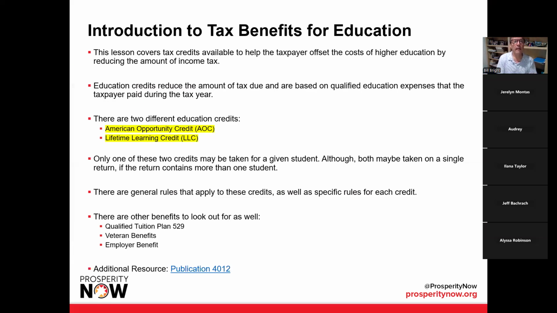So education credits reduce the amount of tax due and are based on qualified education expenses that the taxpayer paid during the year. There are two that we see: the American Opportunity Credit and the Lifetime Learning Credit. You can only take one of those. It's one or the other. It's not additive. The general rules apply pretty much to both of them, but there are specifics to each one as well.